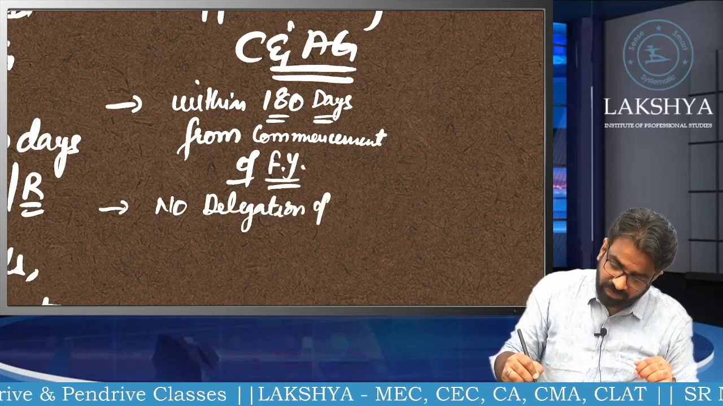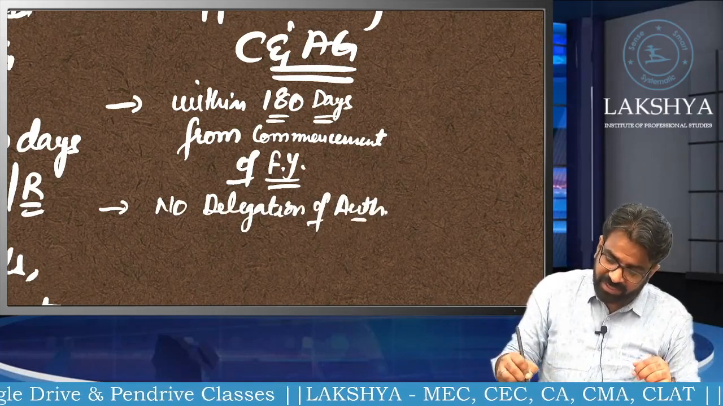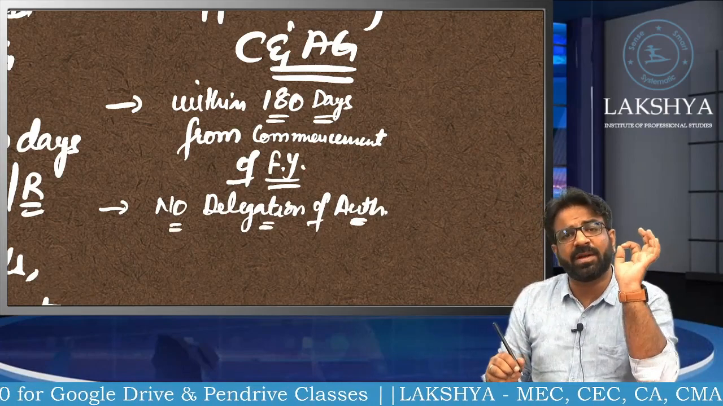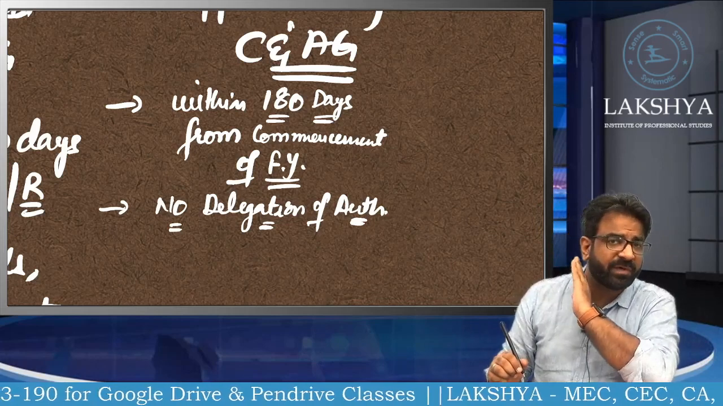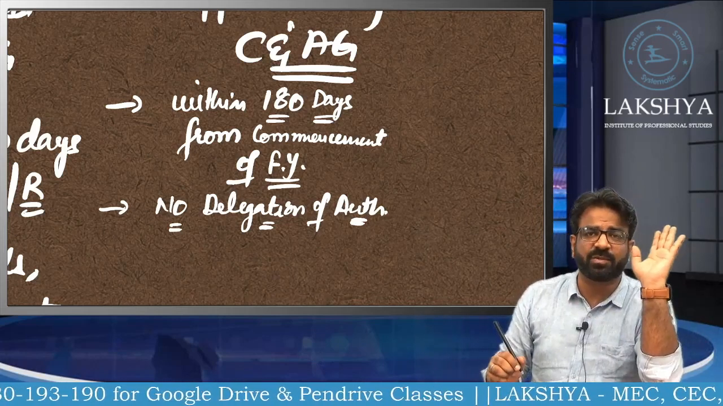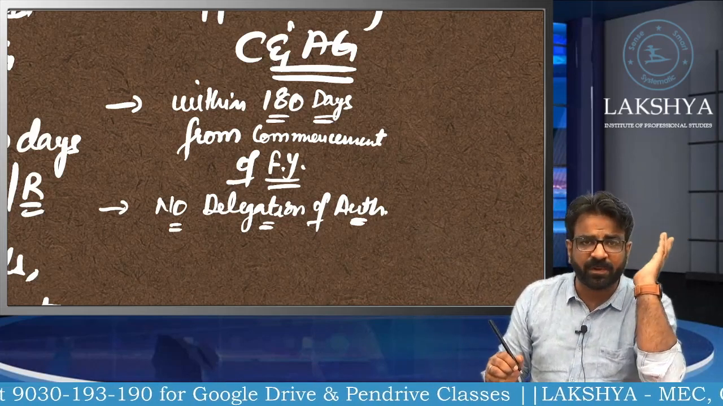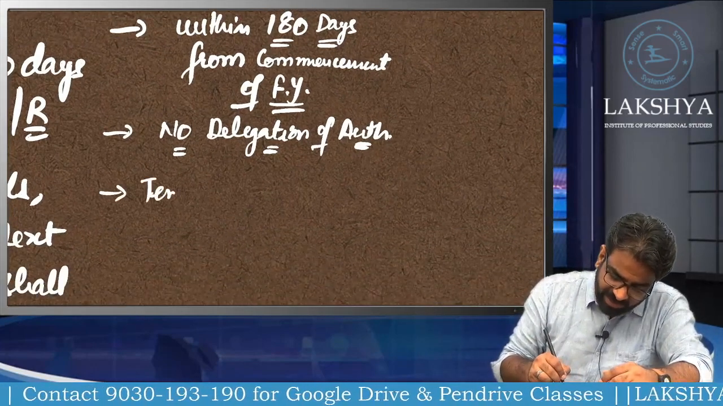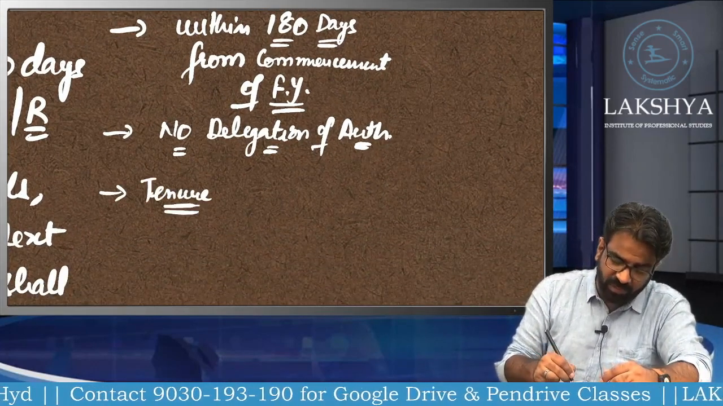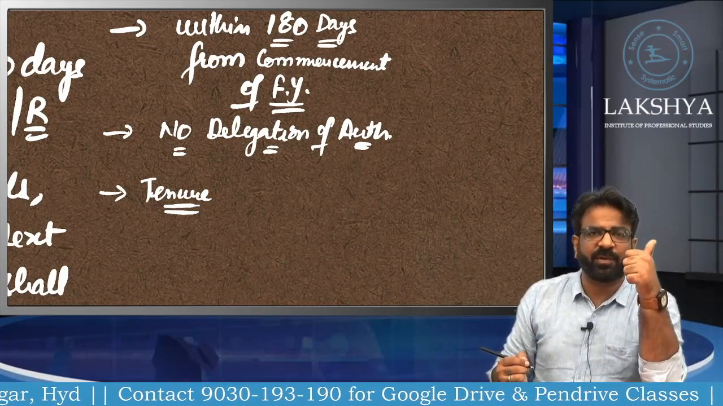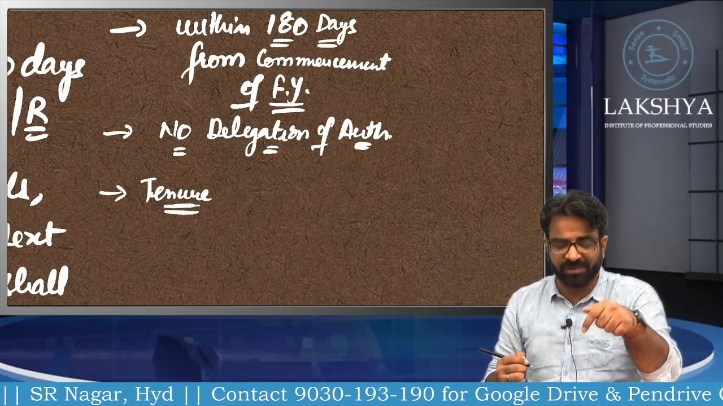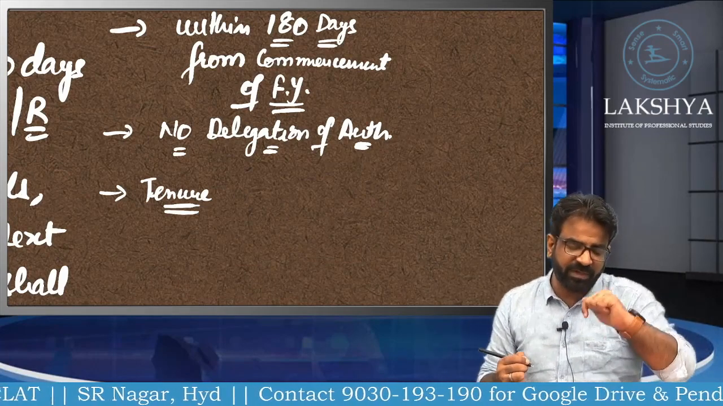No delegation of authority. Now C&AG is only going to appoint which auditor? Subsequent auditors of a government company. No further delegation. Only C&AG has to appoint within how many days? 180 days from the commencement of financial year. Next point. Sir, what is his tenure going to be? Tell me, what was the tenure of the first auditor? From the date of appointment till the conclusion of the first AGM. But what will be his tenure? From the date of appointment.